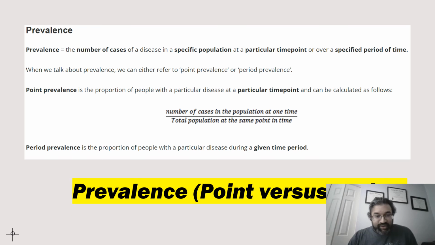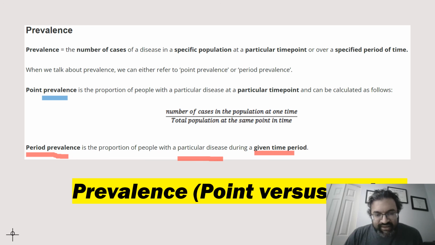Now prevalence, point versus period. Point prevalence is the proportion of people with a particular disease at a particular time. Now when you're thinking about period prevalence, that's actually in a given time period. And so if it's like 2009 to 2020, then that's the given time period for the prevalence. So it's not just one time, it's multiple, like multiple years.